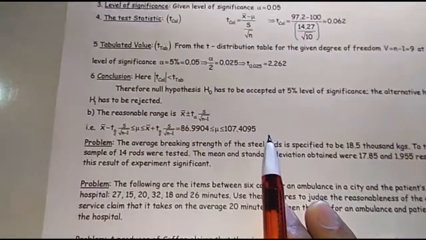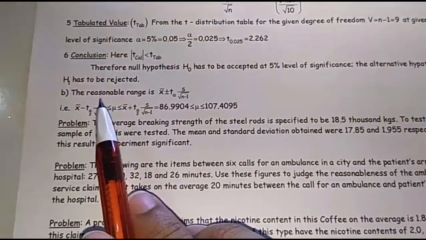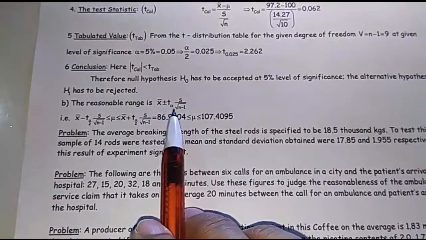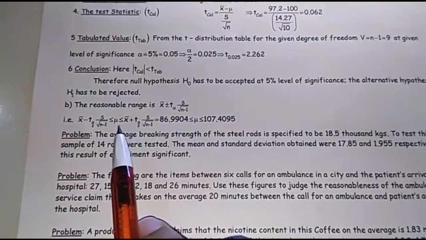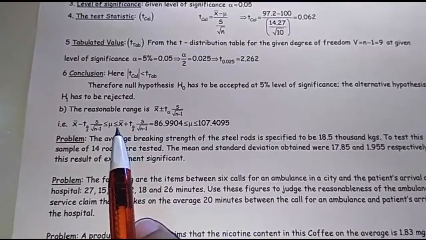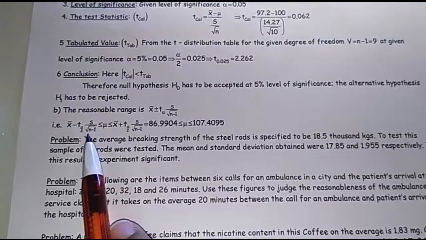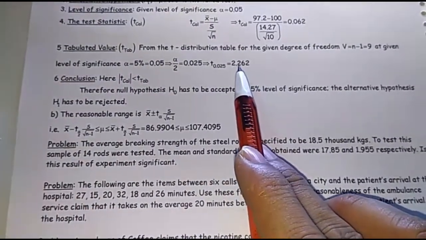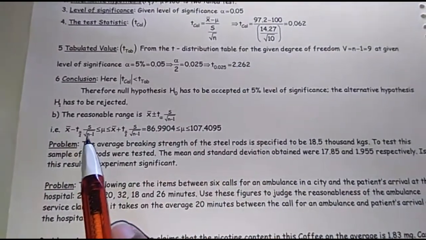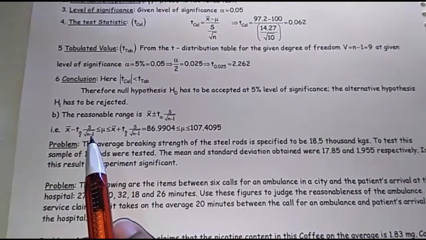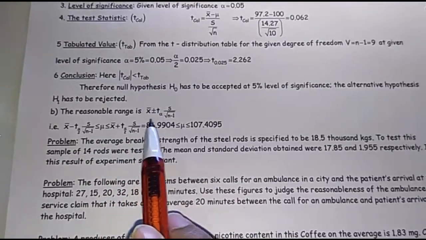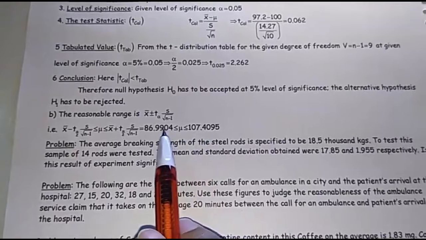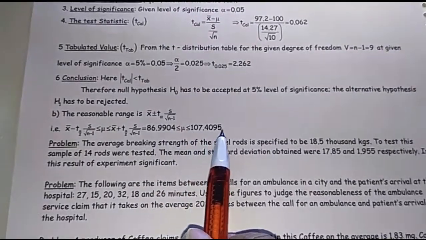Now coming to the second problem, we have to find the reasonable range, nothing but the confidence interval: x bar plus or minus t alpha by 2 into s divided by square root of n minus 1. Here x bar is the mean of the sample and s is the standard deviation, t alpha by 2 is the value we take from the t distribution table, and n minus 1 is the degree of freedom. Just by substituting the corresponding values, we get 86.9904 as the left limit and the right limit is 107.4095.